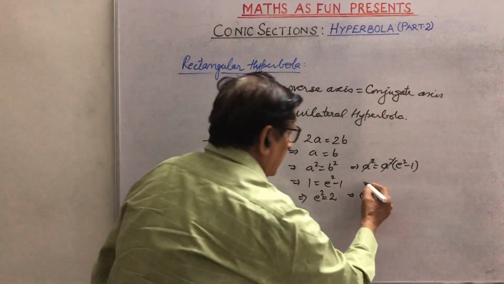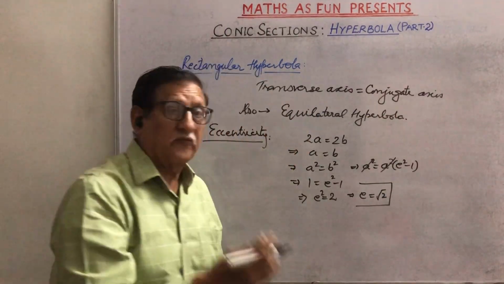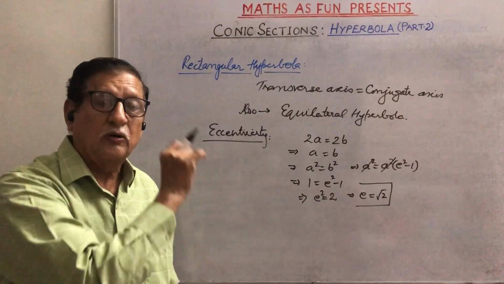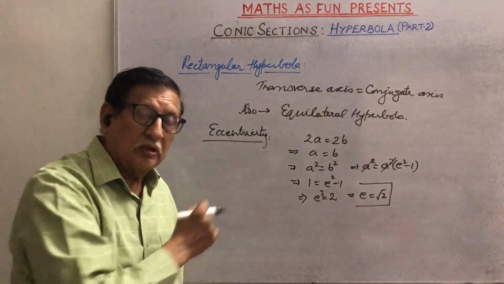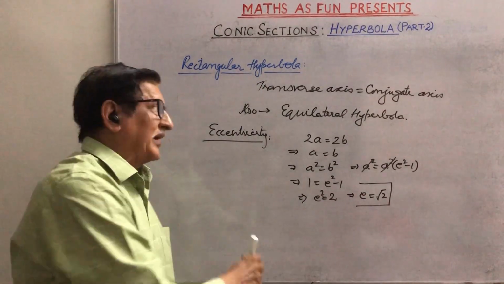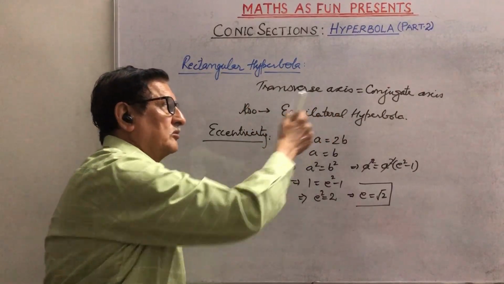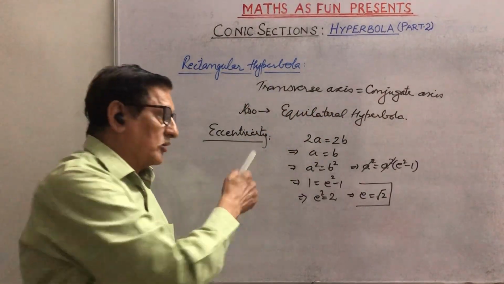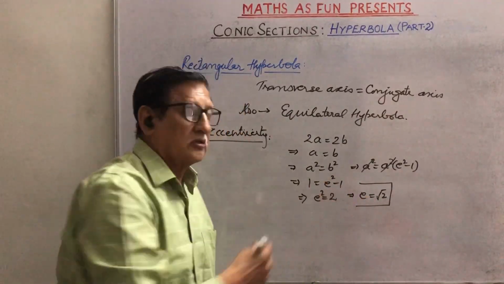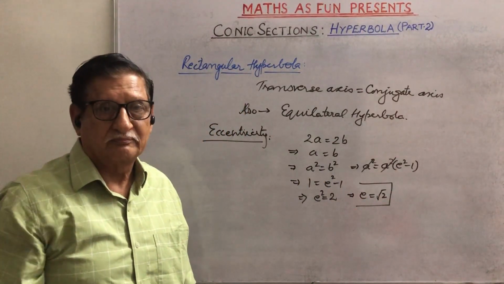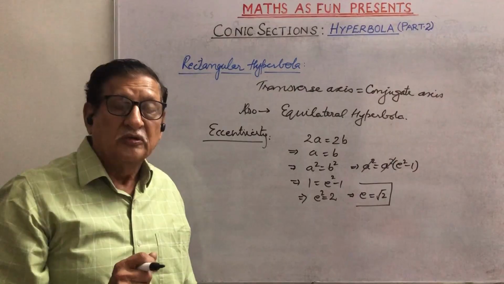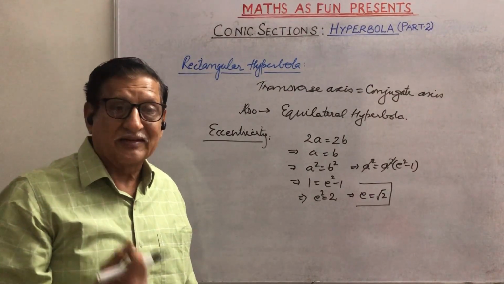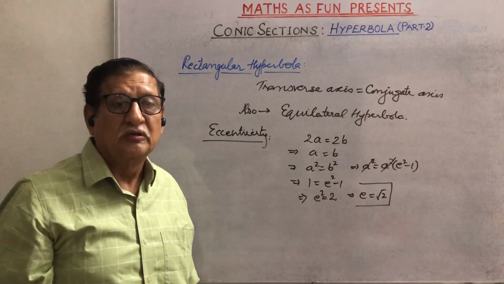So we can remember that in case of an equilateral hyperbola or the rectangular hyperbola, we find that the length of transverse axis is equal to length of the conjugate axis, and also the eccentricity is square root 2. Now we'll be going for some of the examples based on the standard equation of the hyperbola.